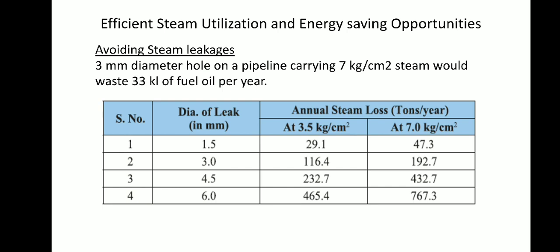And the table presented the significance of losses through steam leaks. For example, a 3 mm diameter steam leak hole in the pipeline leads to a loss of 116.4 tons of steam per year at 3.5 kg per centimeter square, and 192.7 tons of steam per year at 7 kg per centimeter square. This is the loss due to steam leakage. This must be avoidable.